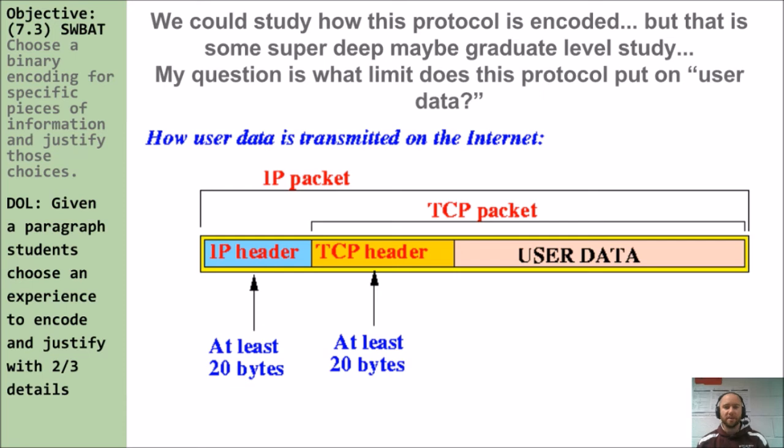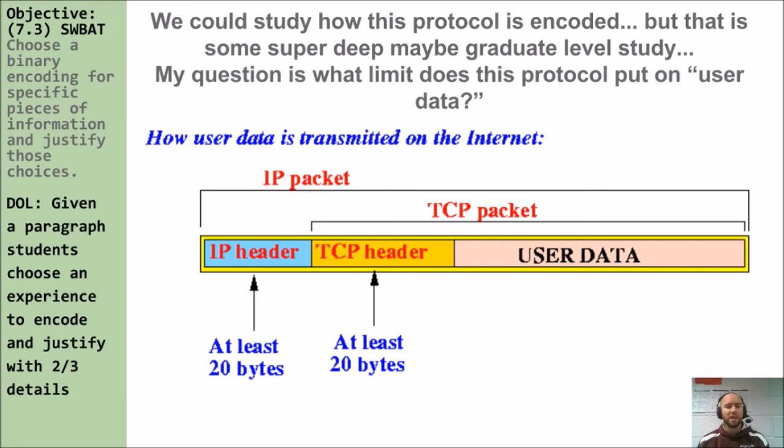We could study how this protocol is encoded, but that is super deep, maybe graduate level study. I don't think we need all that. My question is, what limit does this protocol put on user data? And here's an image to help you through that question: how user data is transmitted on the internet.